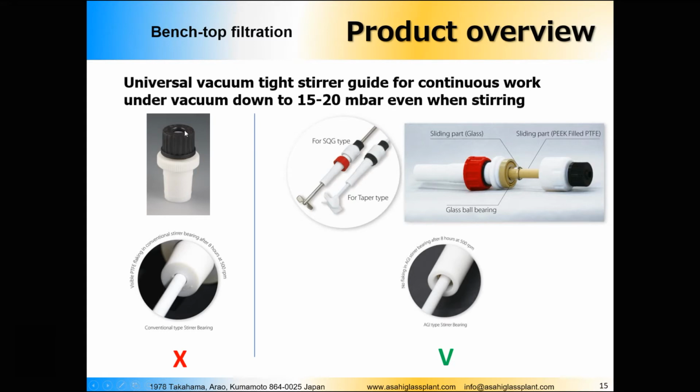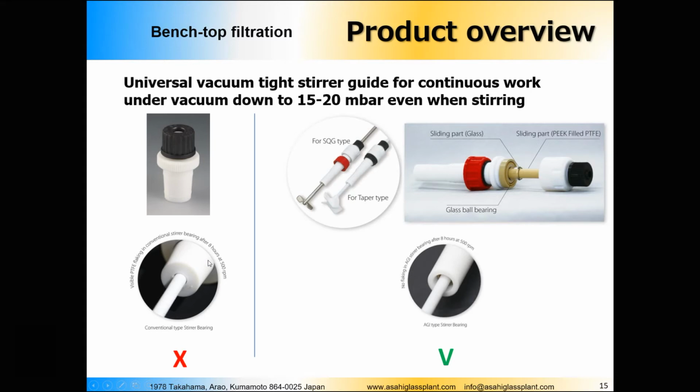This kind of stereo guide is relatively cheap, and let's be honest, in some cases it can be used, but when we're talking about the continuous work under vacuum, there are two very important disadvantages that this kind of stereo guide has. Well, actually they are connected. So the problem is the seal that is placed in here.